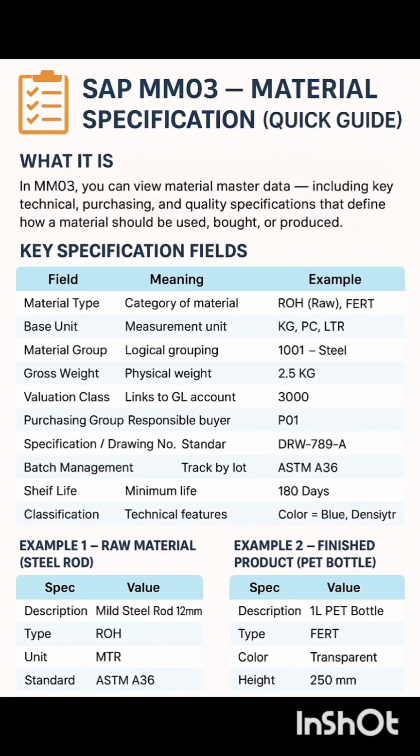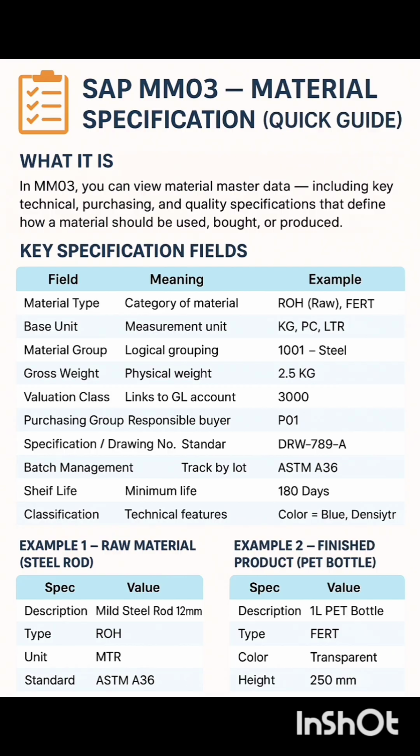Material specification in MM03. You can view material master data including key technical and purchasing or quality specifications that define how material should be used, bought or produced. Some of the key specification fields are material type, like category, it's raw material or finished good, base unit, that is like kgs, pcs or liters, material group, logical grouping like 1001 for steel, and for other things like gross weight, that is the physical weight in kgs, valuation class, that is linked to GL account, purchasing group, then specifications or drawing number, batch management, shelf life, and classification or technical features.